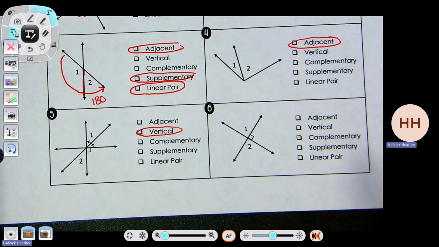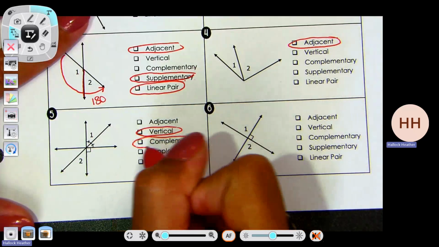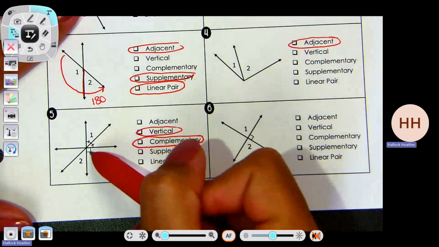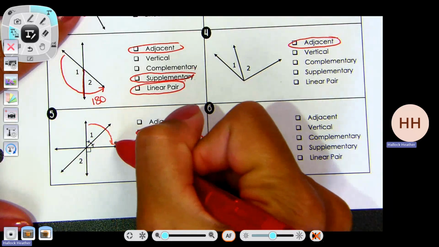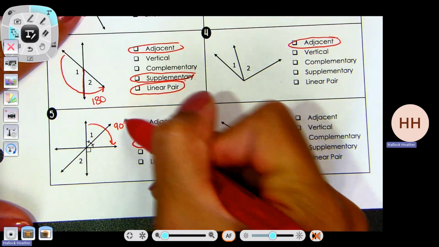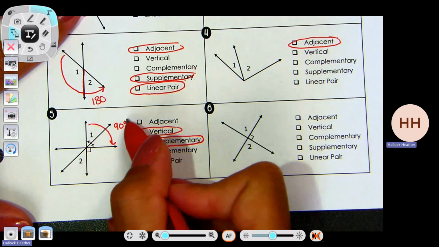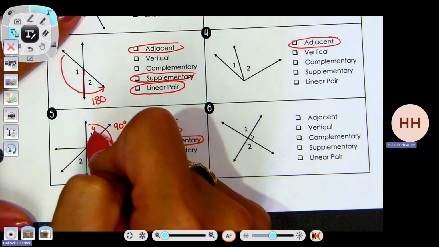This one's stumped people all day. Oh, not adjacent. Yes. So this one's also complementary, and I'll explain why because nobody's gotten this all day. Because this is 90, this piece would also be 90 in total. And then what it's doing is this is saying it's an angle bisector, so it's splitting it. So if I split 90 in half, this would be 45 and this would be 45.